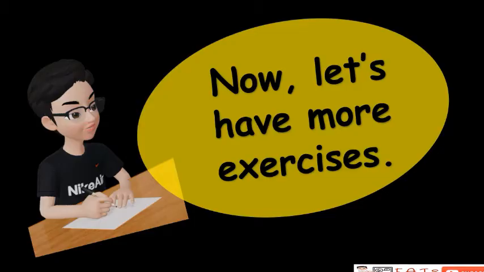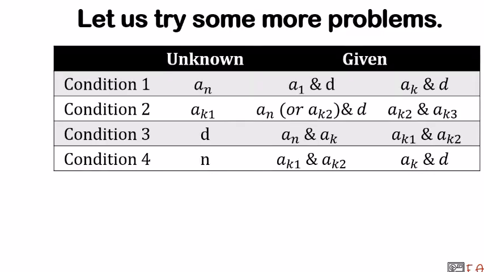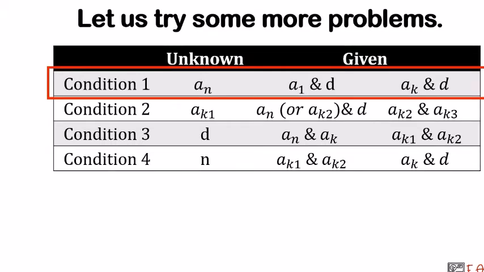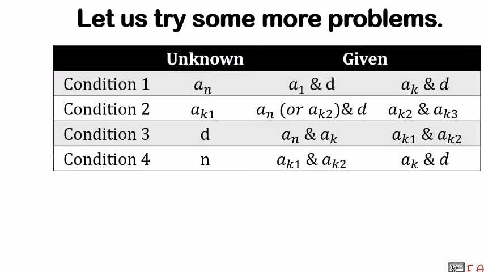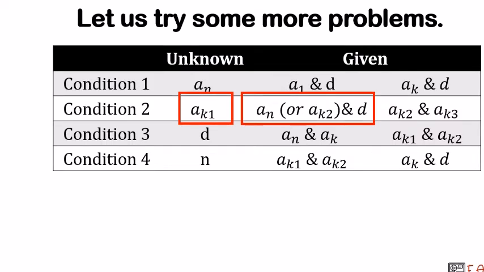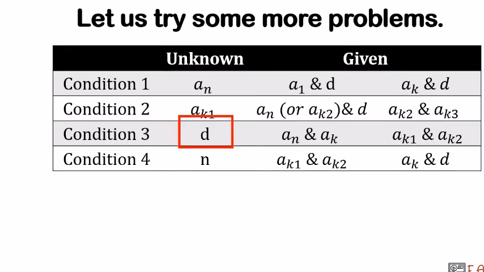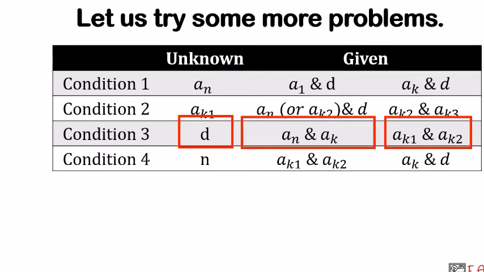Now, let's have more exercises. In this video, we'll only cover the basic problems by providing an example for each condition presented here. An example for condition 1 was provided previously. Now let's try having an example where a sub k is missing and we are provided with a term and a common difference, or two terms. Let's also try having an example where d is missing and we will be using given values for two terms to solve for the value of d.